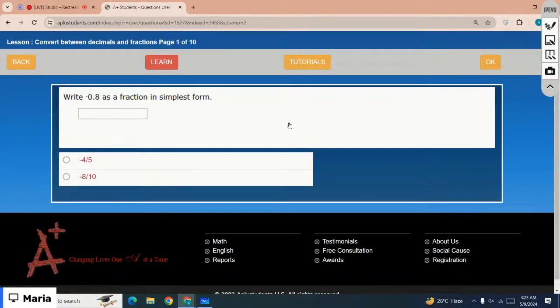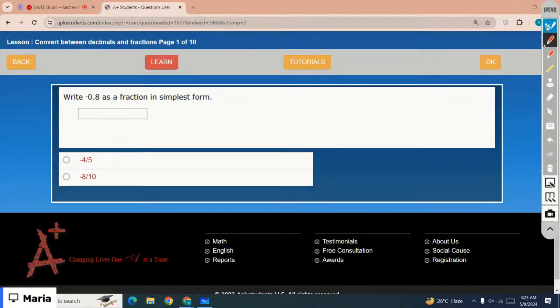Okay, write negative 0.8 as a fraction in simplest form. The first thing is you have to remove the decimal point, then that would be negative 8 over 10. Divide them by the greatest common factor, that is 2. So that would be negative 4 over 5. The correct option is negative 4 over 5.